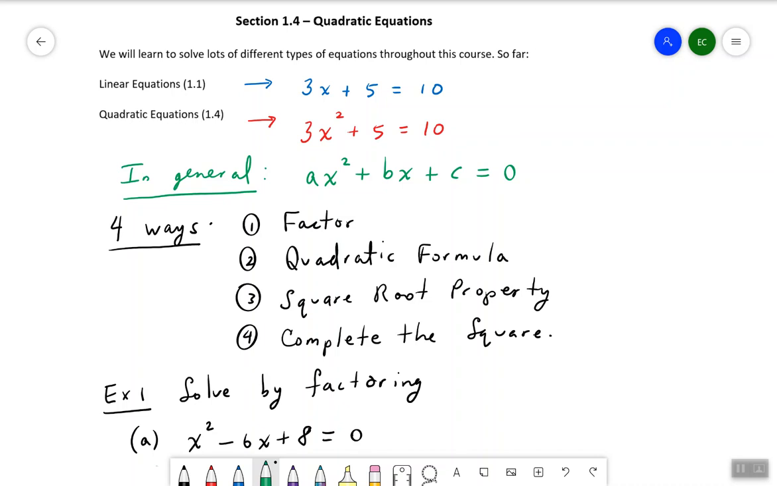So in general, a quadratic equation can be written in the form ax squared plus bx plus c is equal to 0. There are 4 different ways that we're going to learn to solve a quadratic equation. They're listed out for you. The first method is factoring, and we'll get to that in just a moment.